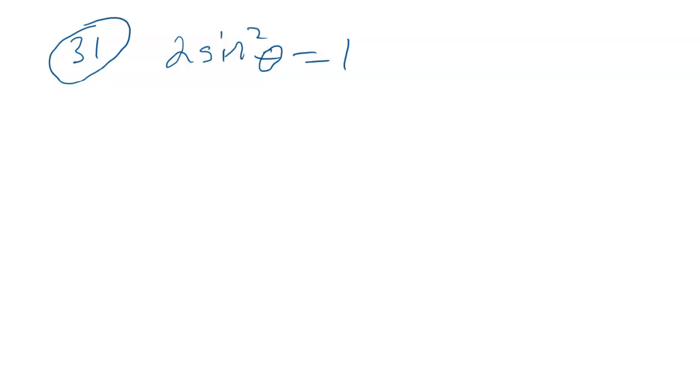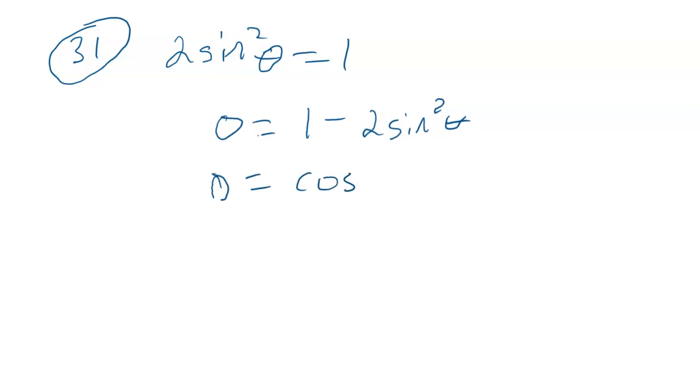Okay, looking at this problem, I think there was something similar on yesterday's homework, and I'm going to do it something like that. I'm going to set it equal to 0, so I'll get 0 is equal to 1 minus 2 sine squared theta, but this is just really cosine 2 theta, so we've got cosine 2 theta is equal to 0.